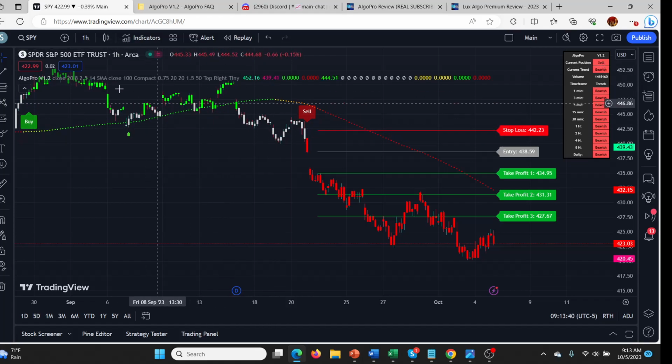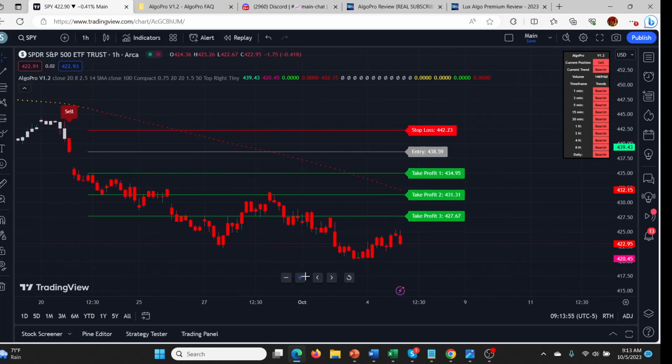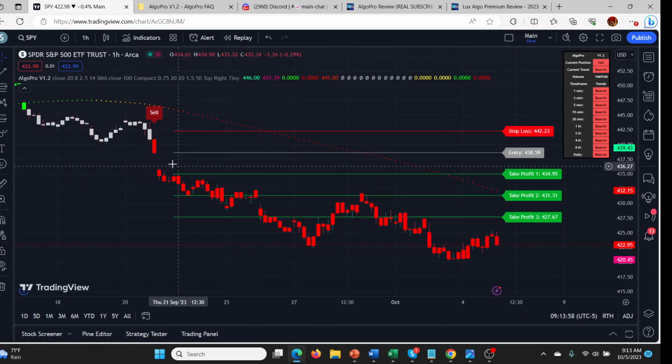So here's one. SPY 1 hour chart. You can see a sell signal appeared here. In this version of AlgoPro, you can see that the entry is marked with the gray line at the end of that candle right there. So we can zoom in a little bit. You can see that this candle has to close before this entry confirms at 438.59. And then it marks the most optimal take profit targets as this drops, these green lines. And so you'd be out by about here. The stop loss you can see is also marked up here.